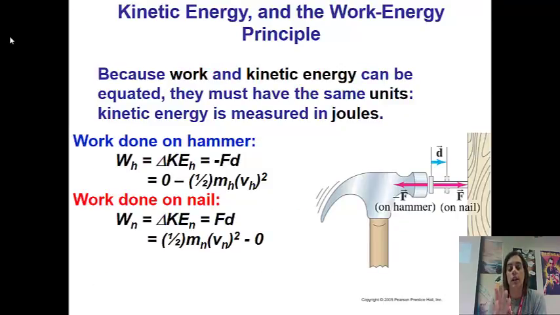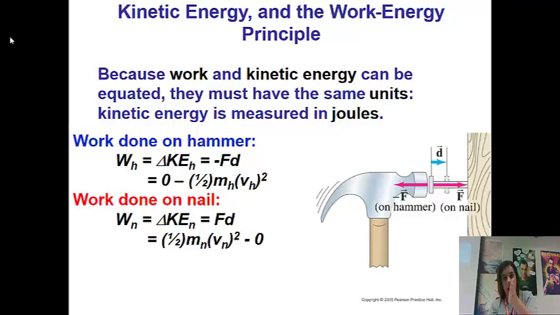Let's look at a hammer on a nail system. So here you've got the hammer, which is moving and comes to a stop when it hits the nail. Then you have the nail, which is not moving and starts moving after the hammer hits it. So if we look at the work that is done on the hammer, initially it was moving, it then came to a stop. So its final kinetic energy is 0. It has some initial kinetic energy. Therefore, it decreased its kinetic energy. So the work done on the hammer is going to be negative.